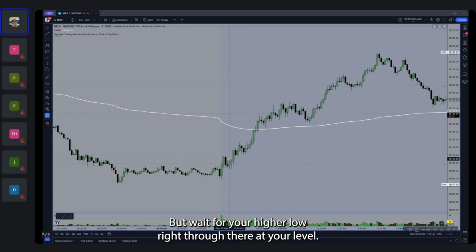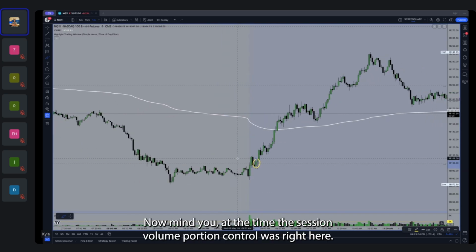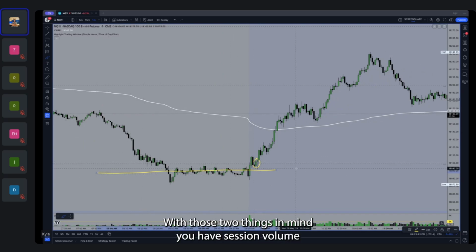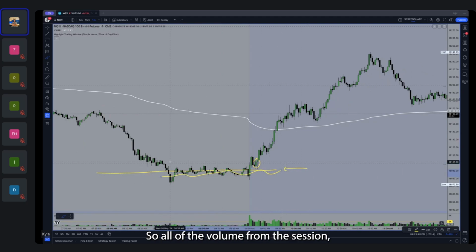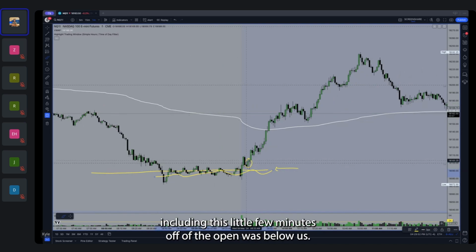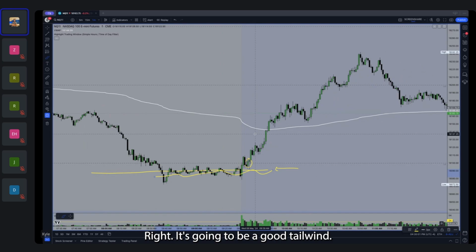So really, if you want a good entry near the low, again, this is going to be extremely aggressive, but just wait for your higher low right through there at your level. Now, mind you, at the time, the session volume point of control was right here. So this was actually a very strong trade opportunity with those two things in mind. You have session volume point of control right here. So all of the volume from the session, the overnight session, including this little few minutes off of the open, was below us. And we like the volume below us when we're looking at longs, right? It's going to be a good tailwind.